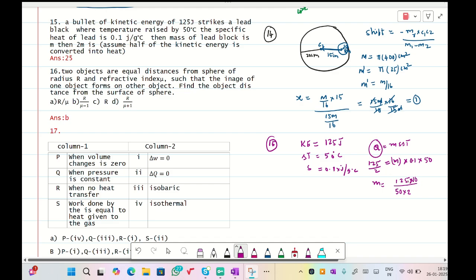m is coming here. This is 125 by 100 coming, so this cancels and 10 will come here. That is equal to 12.5 grams. But they are asking for the 2m value. Therefore 2m is equal to 25. That is the answer. So I hope you understand this.